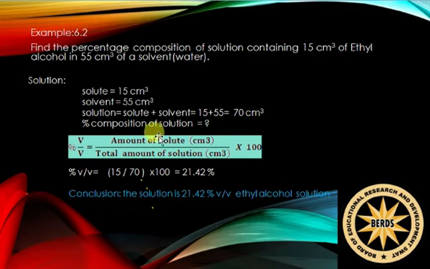We have a formula: percent volume by volume is equal to the amount of solute, in centimeter cube, divided by the total amount of solution, also in centimeter cube, multiplied by 100. In the place of the amount of solute, I put 15, and the total amount of solution, solute plus solvent, is 70, multiplied by 100. When these are multiplied and divided, the value is 21.42%. This value shows us that the given solution is a volume by volume ethyl alcohol solution.